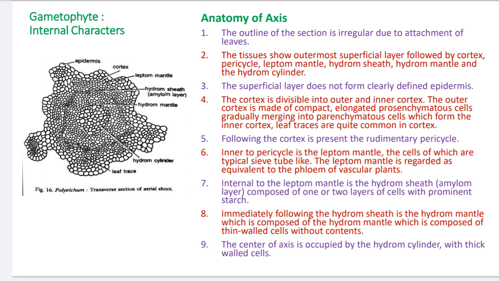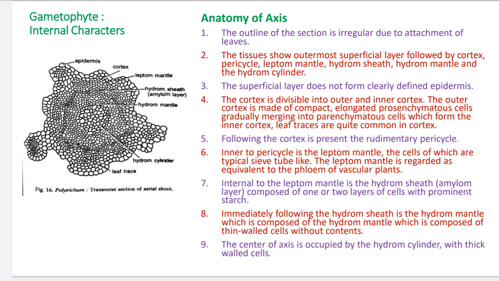Here, point number 4 states that the cortex is divisible into outer cortex and inner cortex. Outer cortex cells are compact and elongated, and the inner cortex is parenchymatous. And leaf traces mean what? That is the internal attachment of the leaves, called leaf traces, the vascular connection of the leaves.